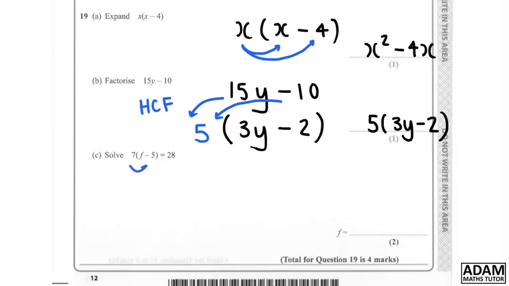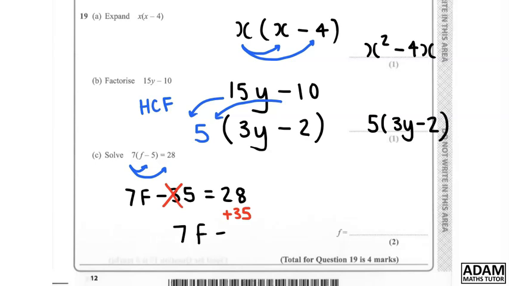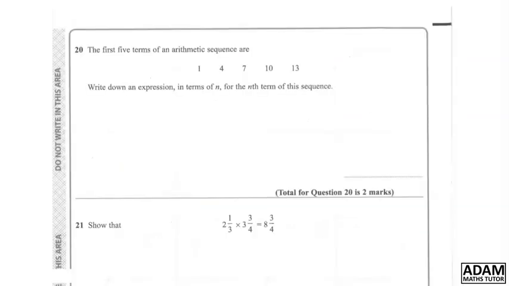Solve 7 bracket f minus 5 equals 28. Start by expanding the bracket. 7f take away 35 equals 28. So do the inverse by adding 35. 7f would be equal to 63. Divide by 7. f would be equal to 9. Question 20. The first 5 terms of an arithmetic sequence are 1, 4, 7, 10, 13.